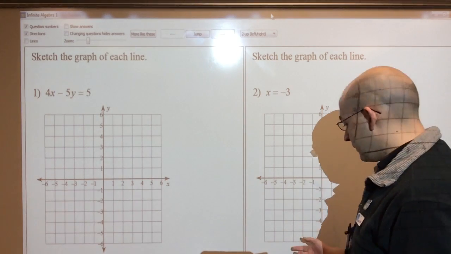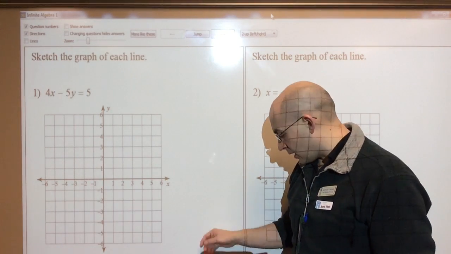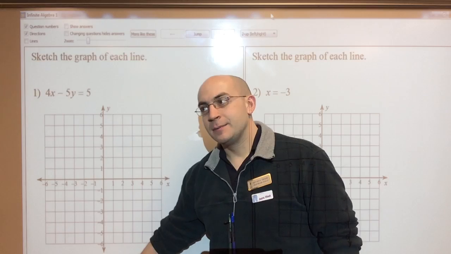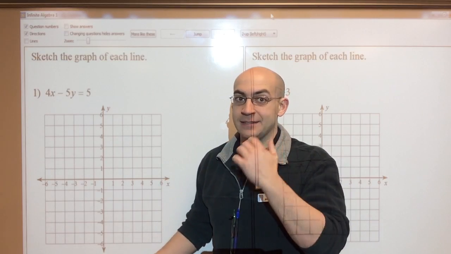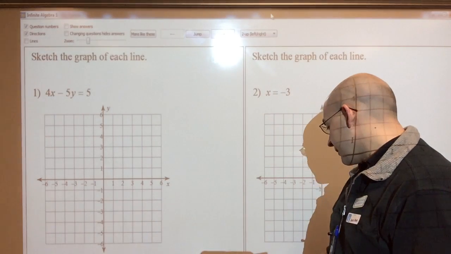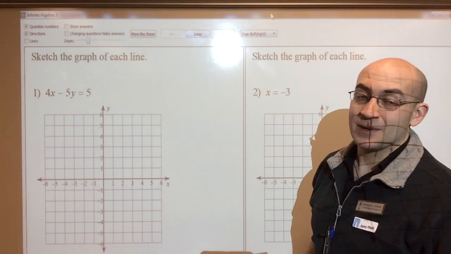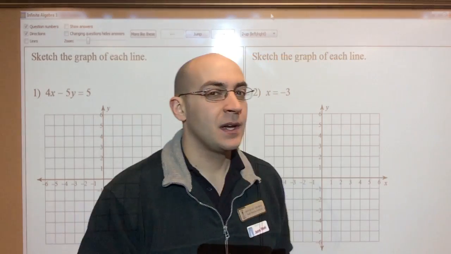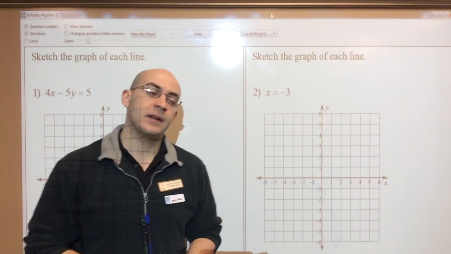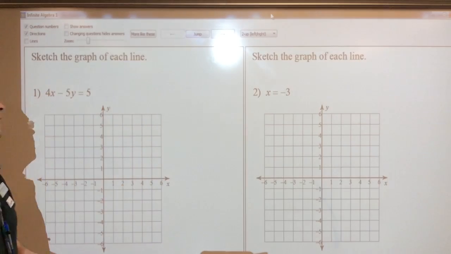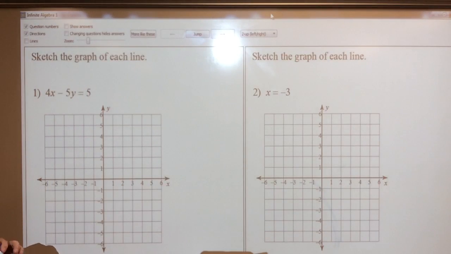Okay, so hopefully you're getting pretty good at graphing a line in slope-intercept form. But obviously the next step is graphing a line in standard form, because it's a little bit more challenging. Actually, the only real challenging part of it is you have to make it look like slope-intercept form. There's another way to do it, but we're going to hold off on that for now, because I want to make sure we know how to do this first. So, sketch the graph of each line.